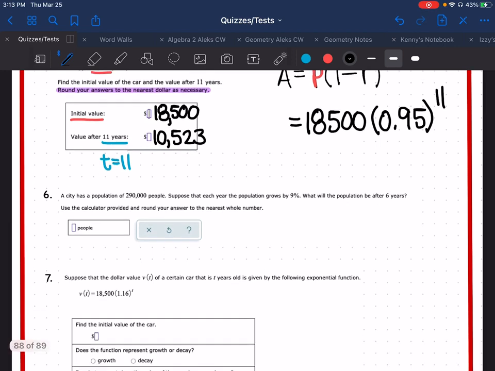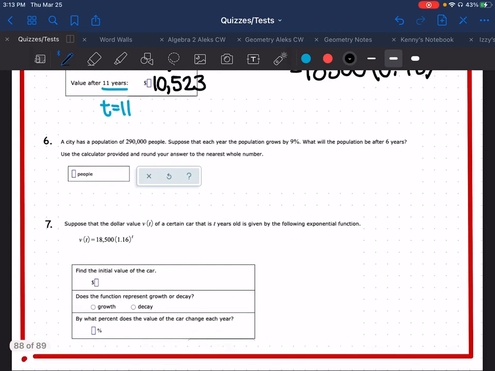All right, question number 6. I am going to have to go ahead and read question number 6 because as I look at it, they do not have a formula set up for me. I kind of got away with not reading question 5 because they already had the formula for me. A city has a population of 290,000 people. Suppose that each year the population grows by 9%. What will the population be after 6 years? Use the calculator provided to round your answer to the nearest whole number. I've got to remember that.